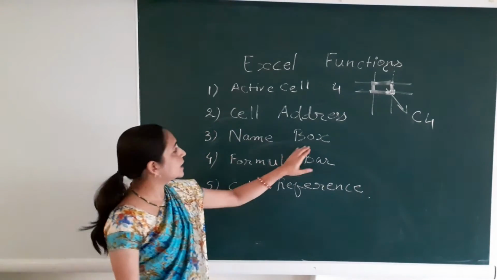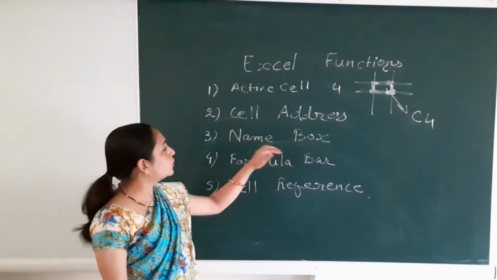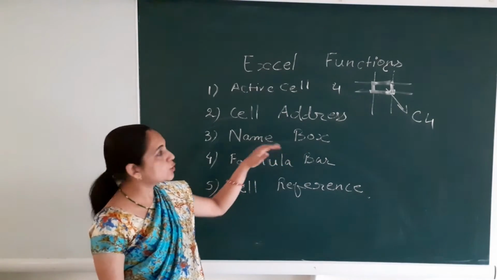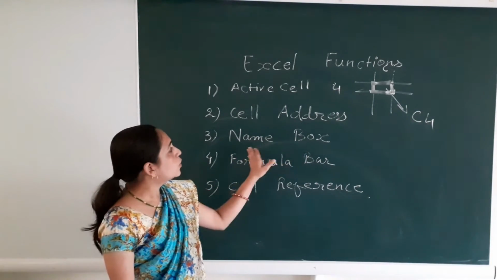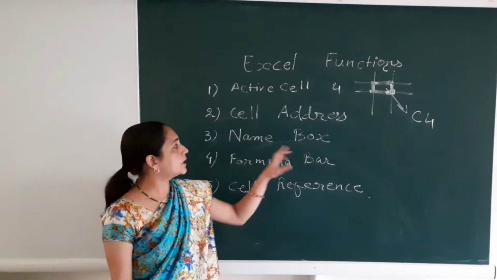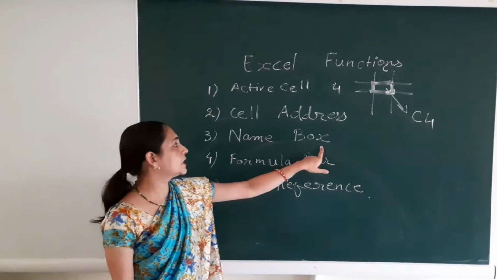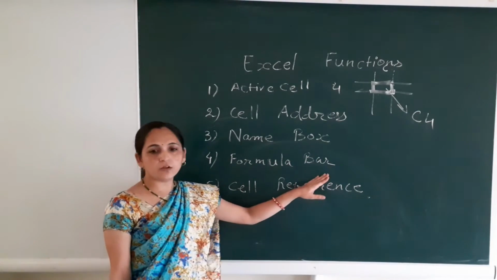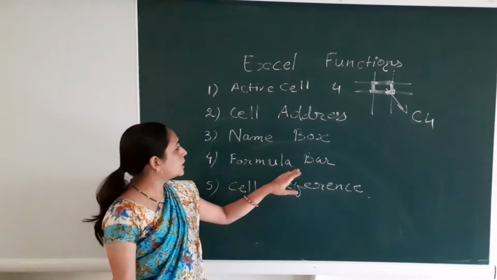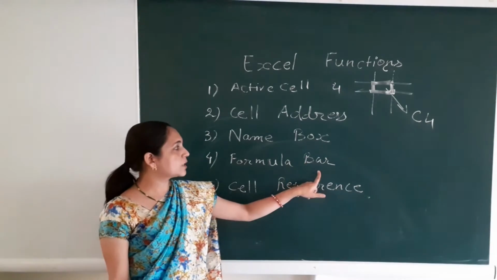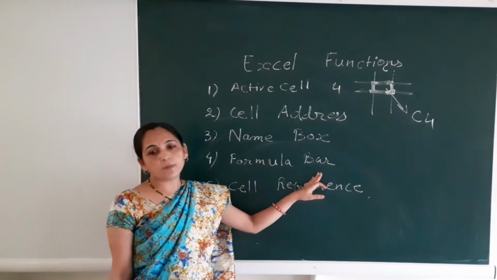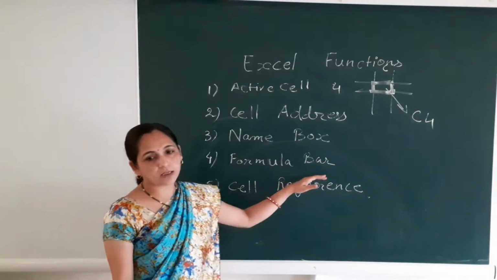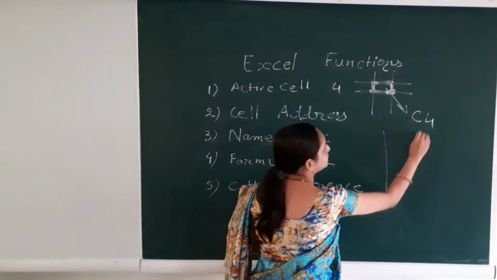Now next is the name box. You will find the name box above column A. It is used to show the current cell address. If you are unable to see which cell you have selected, you can get that information from the name box. After the name box there is the formula bar, where you can write the formula, and a formula always starts with an equal to sign. If you have not applied a formula in the cell, it generally shows the data.